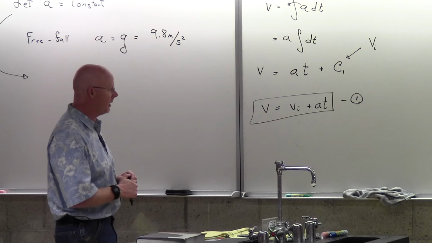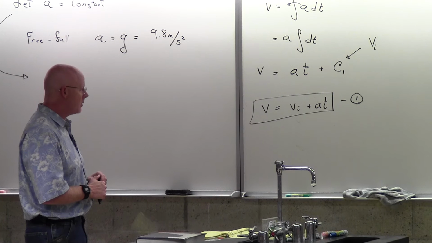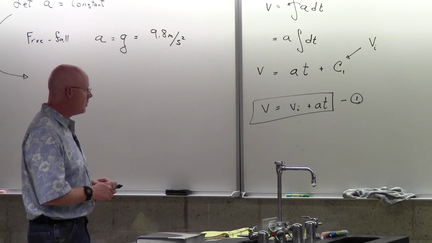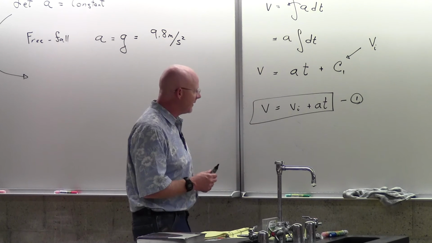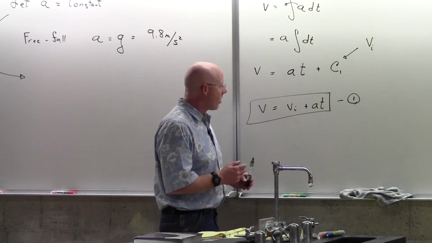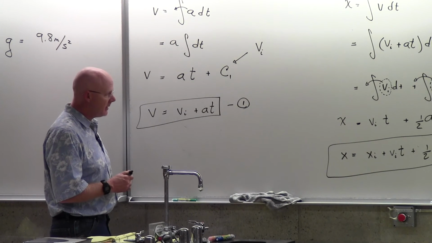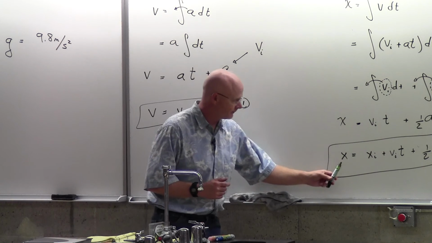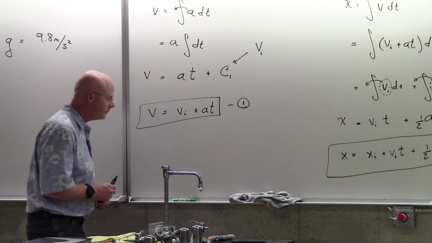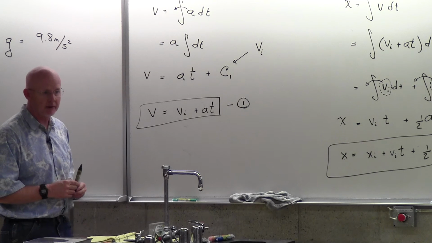Now maybe make it a little bit harder here. What if we said something along these lines? We want to know what is the position when the race car is traveling, say, 60 miles an hour.